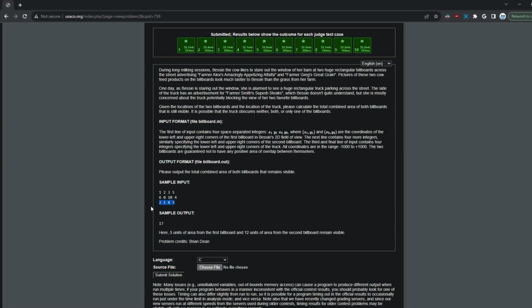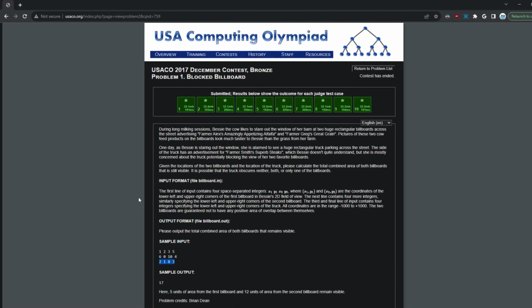Hi guys, today we're going to be going over Blocked Billboard. So there's a lot of unnecessary information in this problem, but all you need to know is that Bessie really likes looking at these two billboards that are advertising crops. And there's this truck that's advertising steaks. And obviously, Bessie doesn't want to see that.